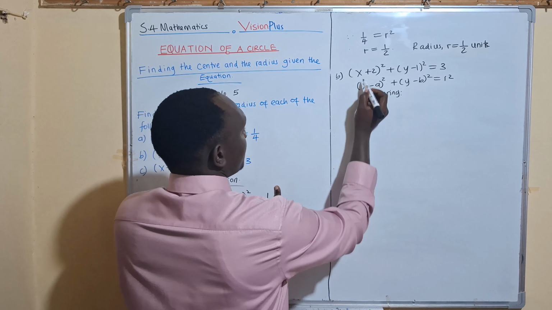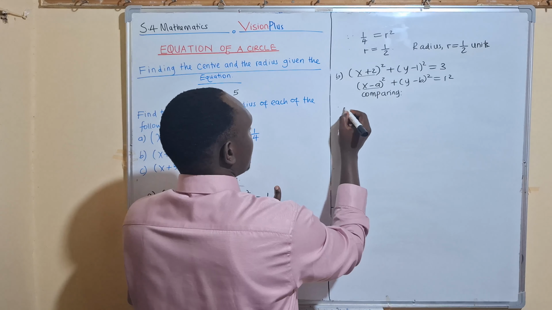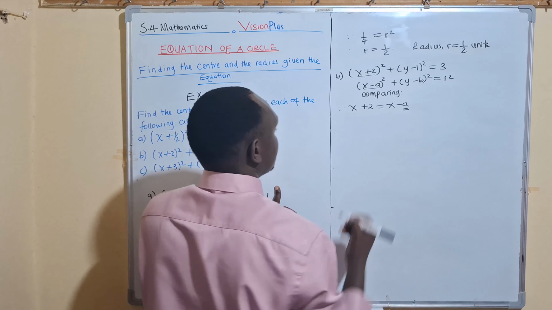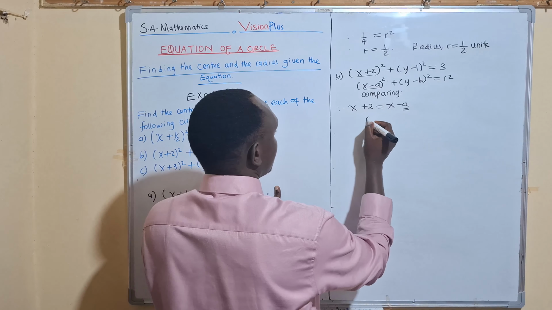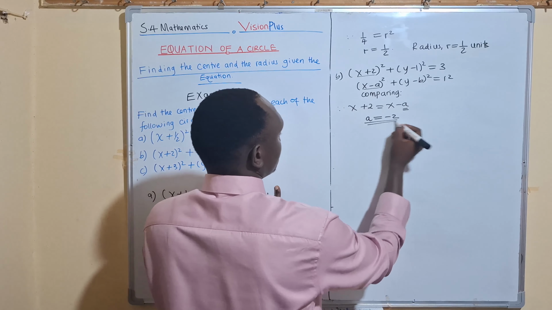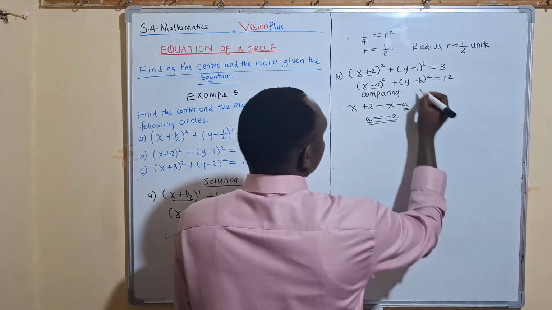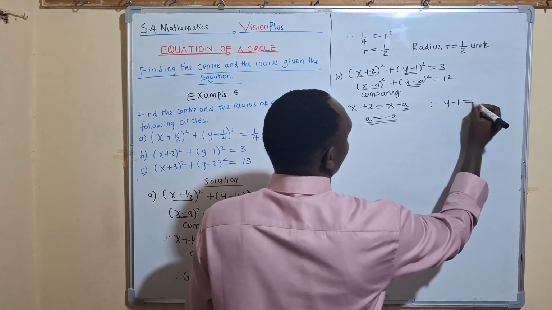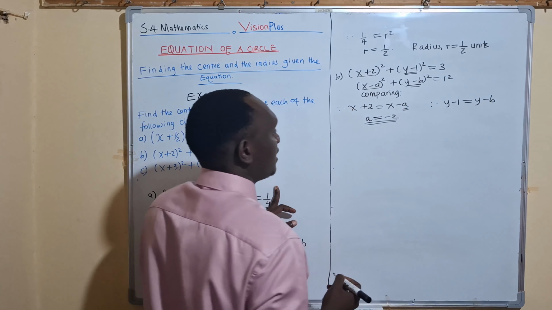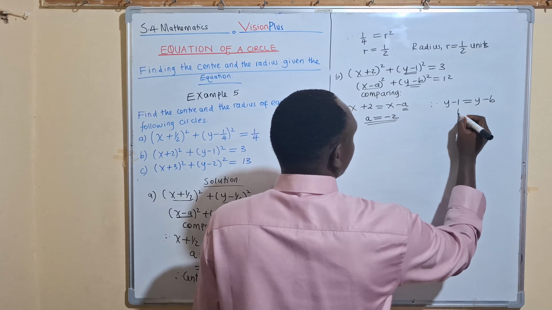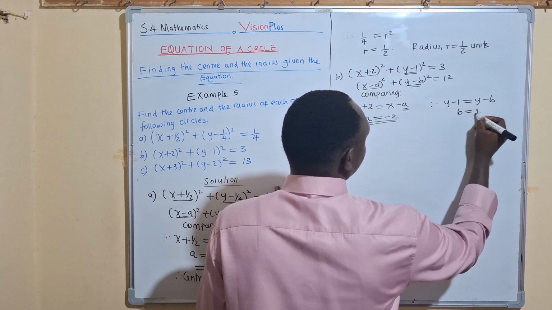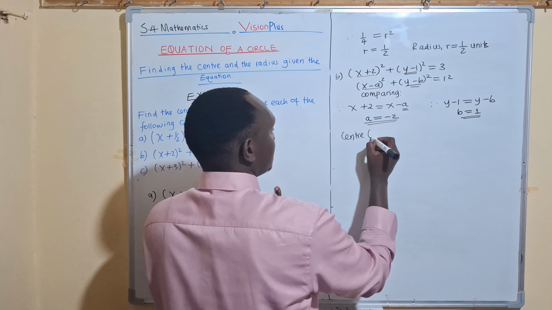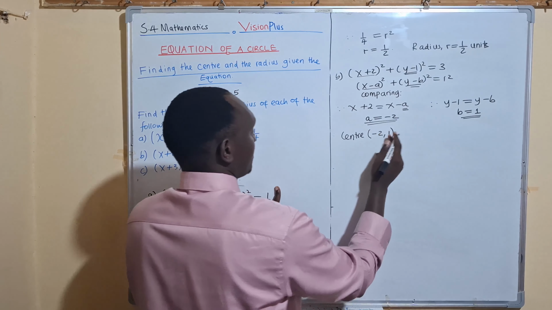On comparing the terms, we find that x plus 2 corresponds to x minus a. Therefore x plus 2 equals x minus a, and then you make a the subject. On making a the subject, we find that a equals negative 2. Also, y minus 1 corresponds to y minus b, so y minus 1 equals y minus b. You make b the subject of the formula, and b becomes positive 1. After getting a and b, you simply say that the center is (−2, 1), which is (a, b).